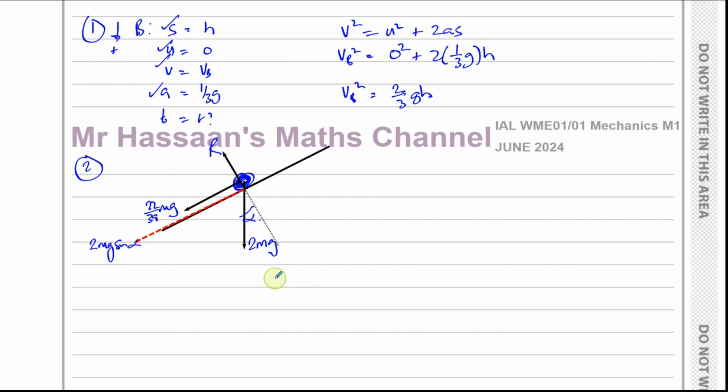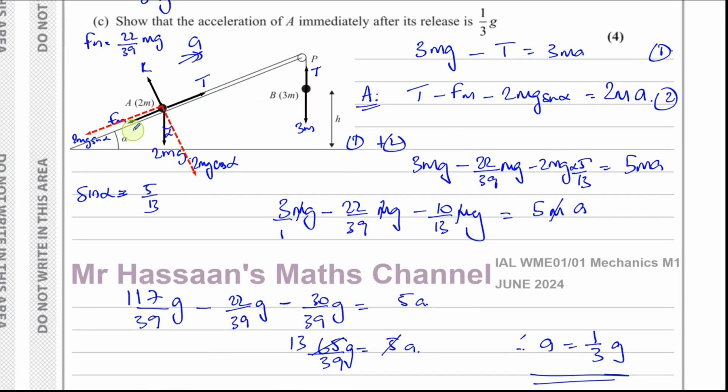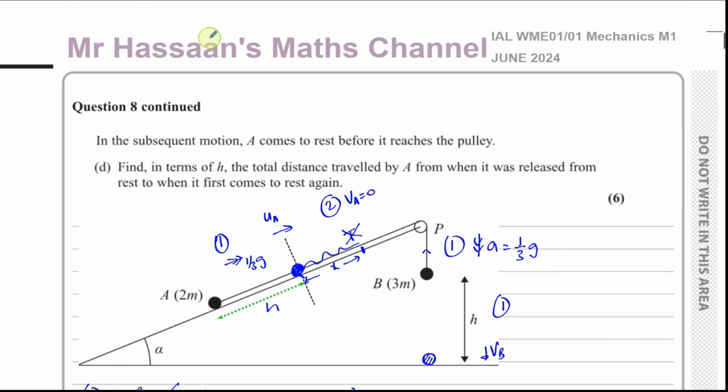Okay, so now if we consider the forces acting on the object, it's moving up. It's accelerating up the plane, and we have to find the acceleration. So this is in the new situation where there's no tension in the string now. So we got these forces acting in opposite direction to the motion. So you have minus 22/39 mg minus 2 times, remember sine alpha was what? Sine alpha was 5/13, yes.